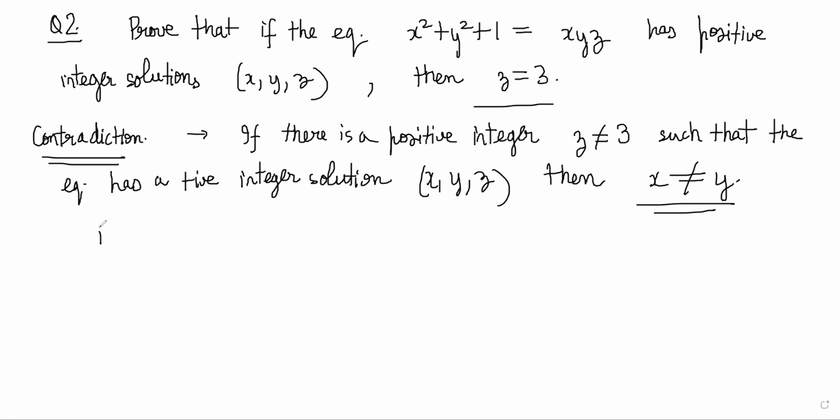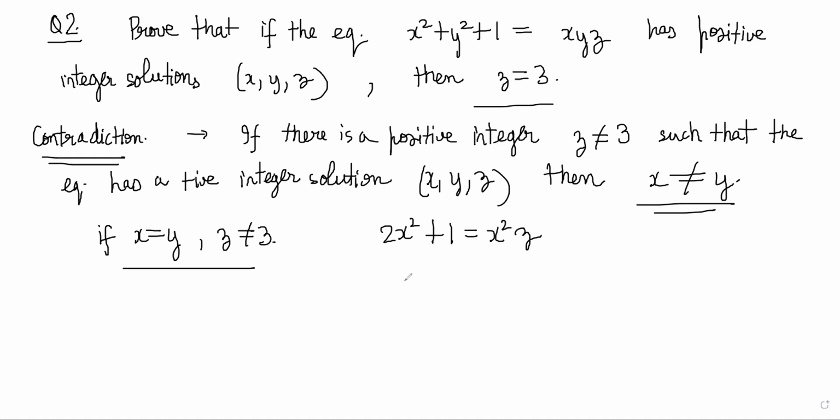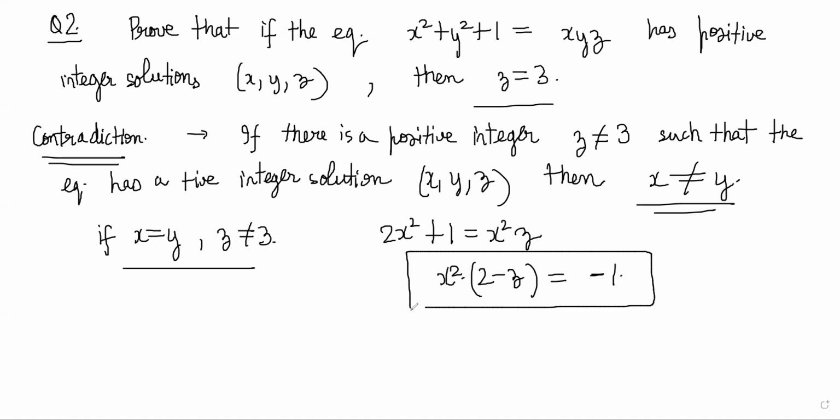How? So we will say if x is equal to y and z is not equal to 3 is a solution of the equation, then simplifying the equation, x is equal to y, so the equation becomes like this: 2x square plus 1 is equal to x square z, and from here we can say that x square into 2 minus z is equal to minus 1, right? X square is positive, so this must be negative, and if this is negative, then that means z is less than 2.